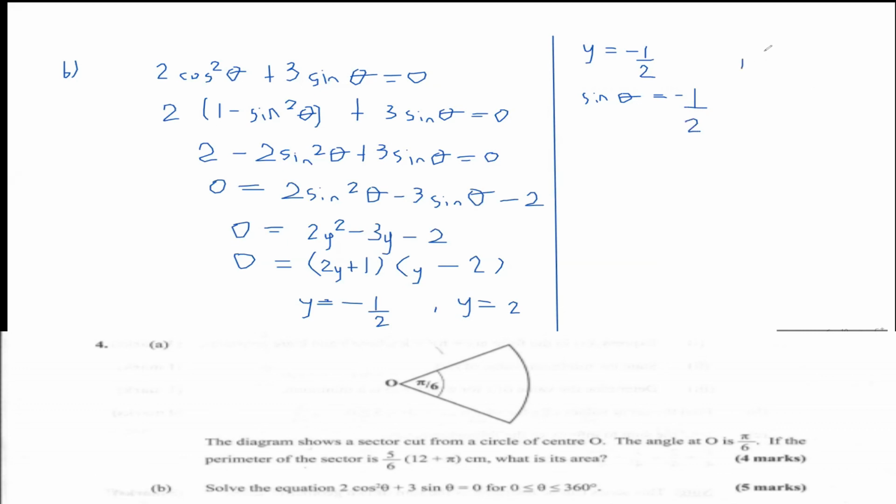The other one on the other hand, which was saying y is 2, sine theta cannot be 2. This one is not possible. Sine theta cannot be equal to 2. So you can tell them that this one is madness. Don't be afraid to express yourself. Tell them that is madness. This doesn't make any sense. That's madness. All right, so now sine theta is minus a half.